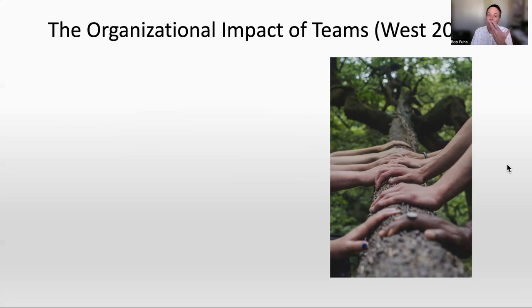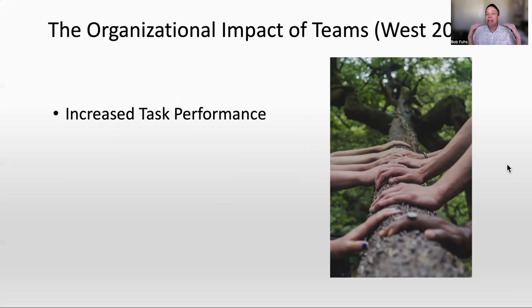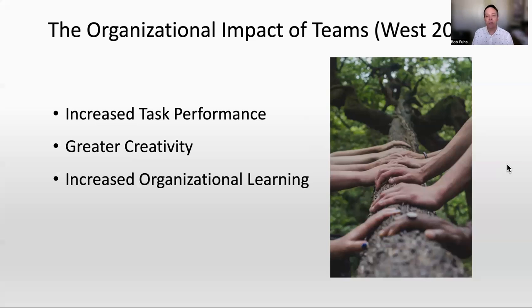So I might say tonight we're going to be talking about how teams impact organizations. And there's 4 main ways that teams impact organizations. The first way is we see an increase in task performance. And I might talk about that a little bit. And then I click, and then I talk about greater creativity. Click again, increased organizational learning. I click again, increased engagement. So the words don't show up until I talk about them.